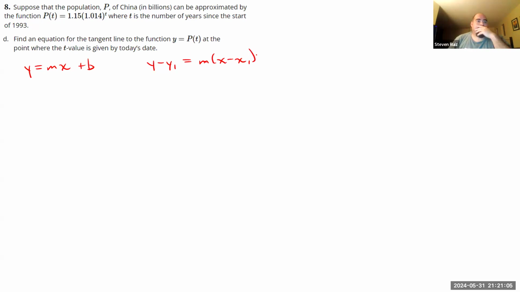So let's start filling in these details here. I want the equation for a tangent line of the function at the point where the t-value is given by today's date. So what information do we need? Really, the y value is going to come from p of 31. The x is going to come from, well, that's our input value. That's going to be 31. So where are we going to get our slope from? Think about what slope really is. Slope is an instantaneous rate of change.